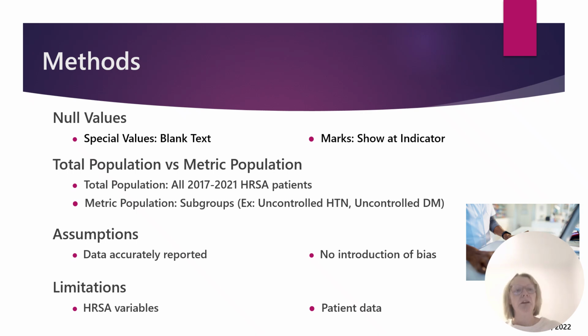For this data analysis, all HRSA patients from 2017 through 2021 are represented here as the total population. The metric population for this data analysis includes all of the subgroups of the total population, such as the hypertensive or diabetic patients, the controlled rates of chronic disease, and the average cost per patient. The only assumptions made pertaining to the data included in my analysis is that all values reported in the HRSA Uniform Data System have been accurately reported each year, and all HRSA health centers have taken care not to introduce any bias that could negatively influence my interpretations of the data.